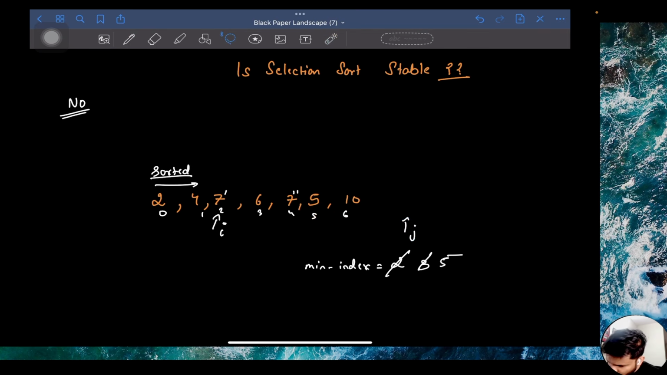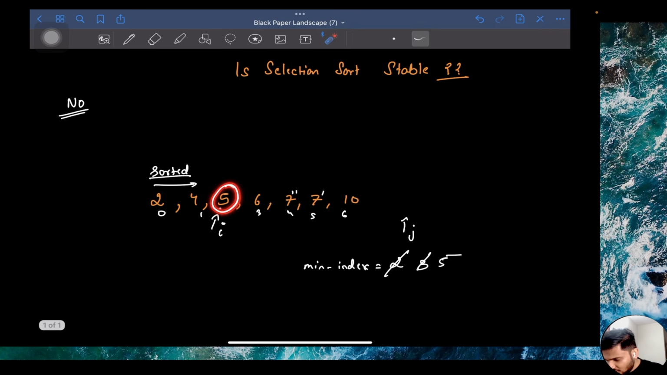And then what will you do? You will swap this 7 with this 5. This 5 came to the correct position, but the relative ordering of the 7s got changed. This 7 dash, prior to sorting, was present to the left of 7 double dash. Now this 7 dash is coming after 7 double dash. So technically we were never operating on 7, but due to some other number, the relative ordering changed.